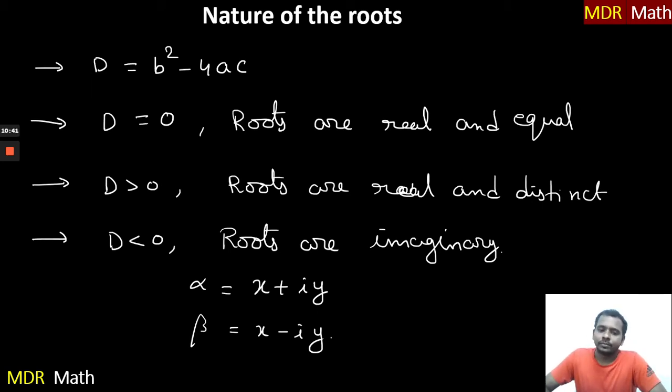Okay. Now, when d is greater than 0, roots are real and distinct. So when d is a perfect square, you will see that roots are rational. If d is not a perfect square, you will see that roots are irrational numbers. If the discriminant is a perfect square, the roots are real. If d is not a perfect square, then roots are real and irrational. Right?